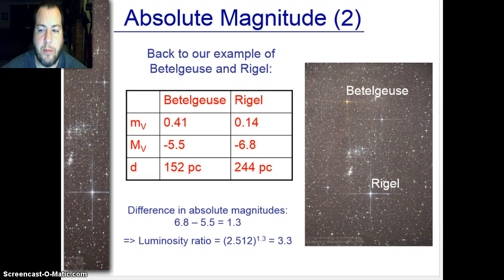Okay, so let's look at our example now of Betelgeuse and Rigel again. Let's take a look at the apparent brightness, or little m sub v, of Betelgeuse versus Rigel. That's the brightness that they appear to have to an observer on Earth. The absolute magnitude, so if we were able to get closer to these stars and have each of them be 10 parsecs away from us, Betelgeuse would be negative 5.5 and Rigel would be negative 6.8. Remember that a lower number is a brighter star.